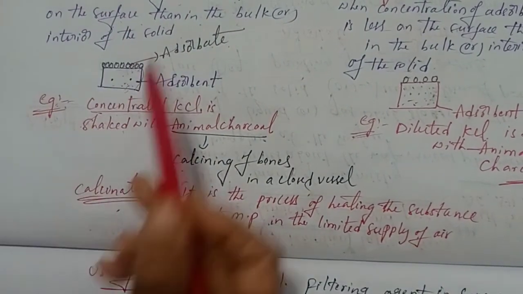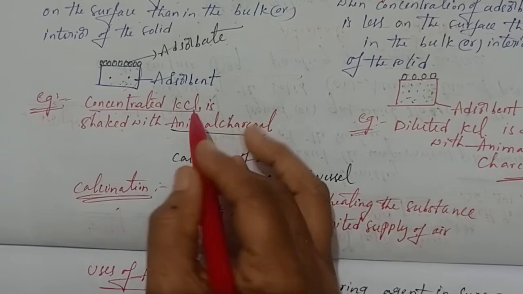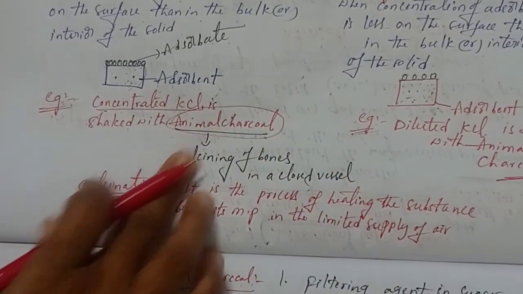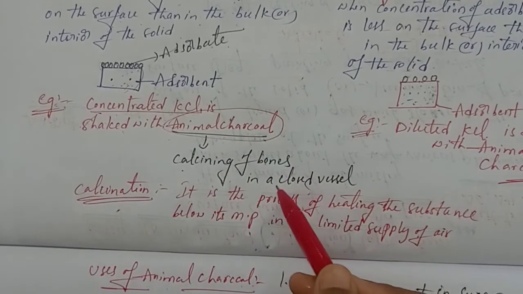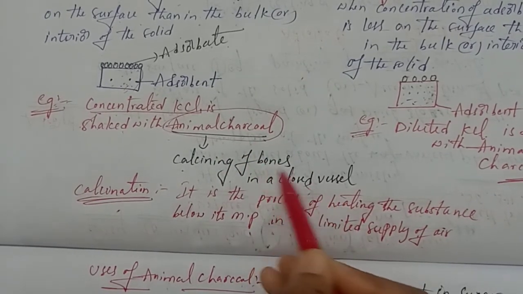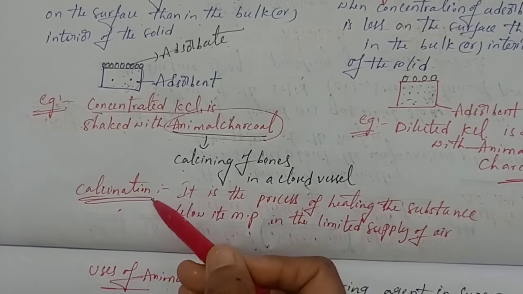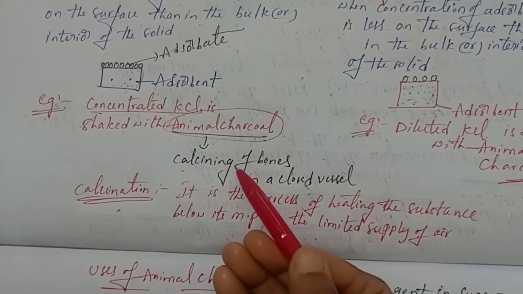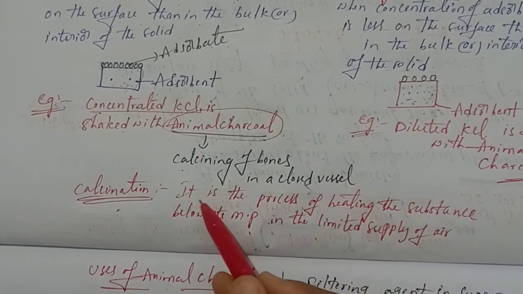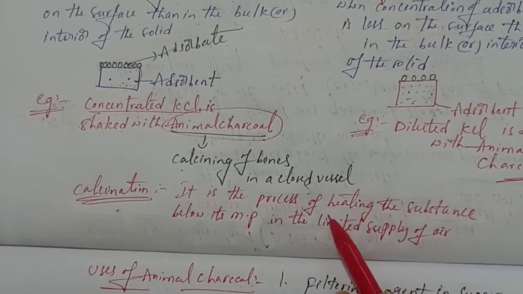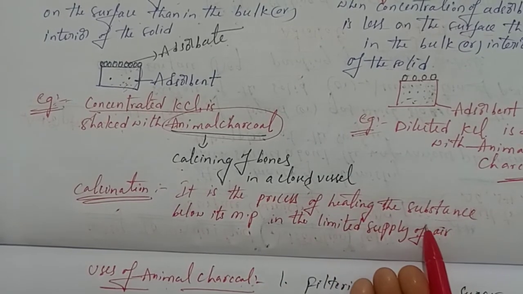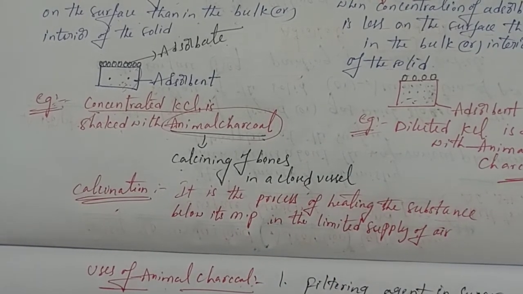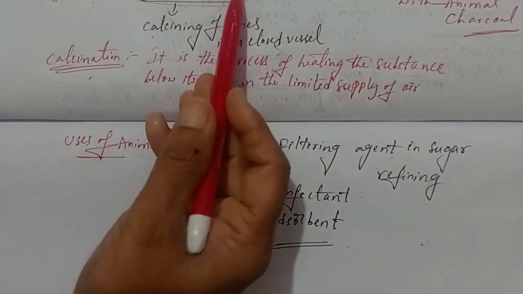So what is animal charcoal, students? It is obtained by calcining bones in a closed vessel. Bones means animal bones. Calcination is a heating process, heating the substance, here the bones, below their melting point in a limited supply of air. We are supplying only a limited supply of oxygen. Then we get the animal charcoal powder.